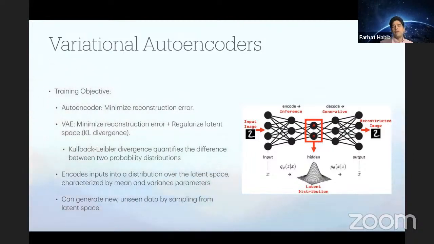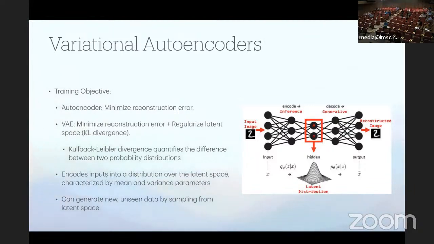An autoencoder's training objective is mainly to minimize the reconstruction error. That is, you try and reconstruct the original data set as closely as possible. With a variational autoencoder, what we try to do is minimize the reconstruction error plus regularize the latent space. What I mean by regularizing the latent space is that we want the distribution of the points in the hidden layer, or the middle layer, to follow a certain distribution. Usually we want that to follow a normal distribution with a unit variance. That can be quantified by using the KL divergence. KL divergence can quantify the difference between two different probability distributions, and we want that distribution to be as close to the normal distribution as possible.